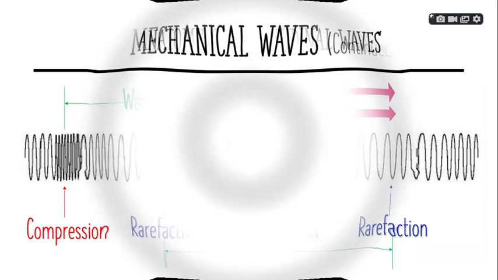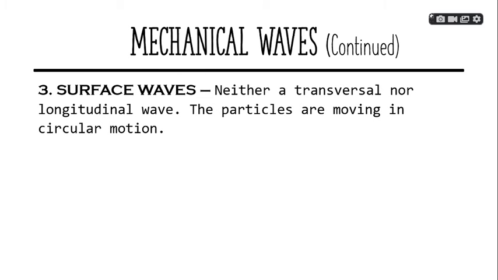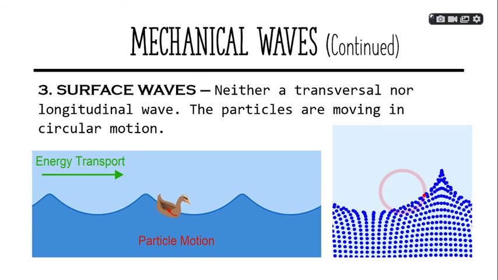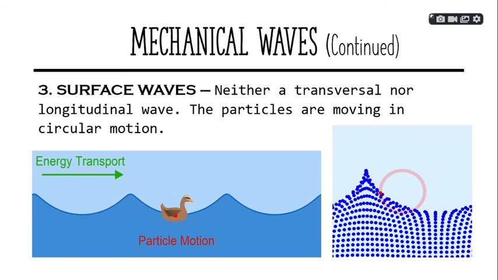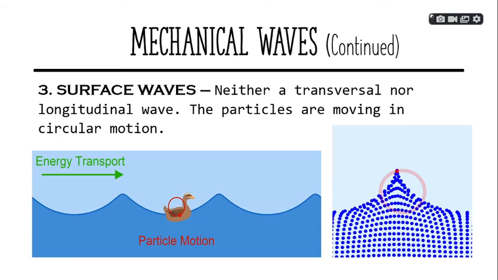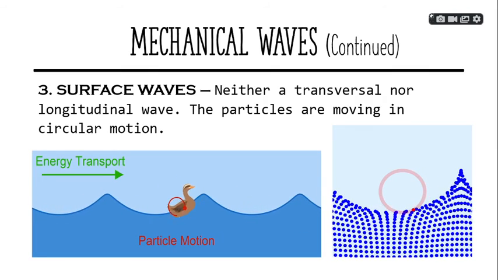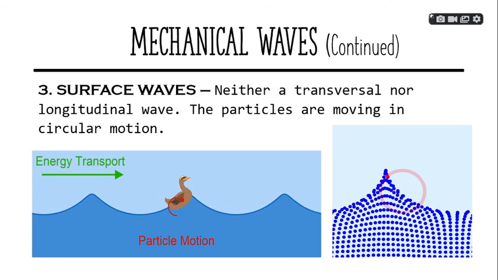Let's move on to the third type, the surface waves. Surface waves are in between the transverse and longitudinal. The oscillation follows an elliptical or circular path. It's a combination of the two. Observing the simple animation, the duck or the red dot on the other side, every time a crest passes, the movement of that is circular and it's a complete cycle.